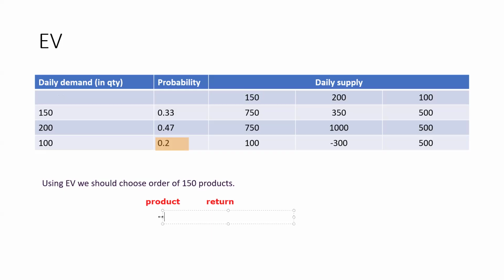So here, when we are buying 150, the return is 100. Under 200, the return is minus 300. Under 100, the return is 500. Therefore, in the worst scenario, we are going for the best. Therefore, go for this one.